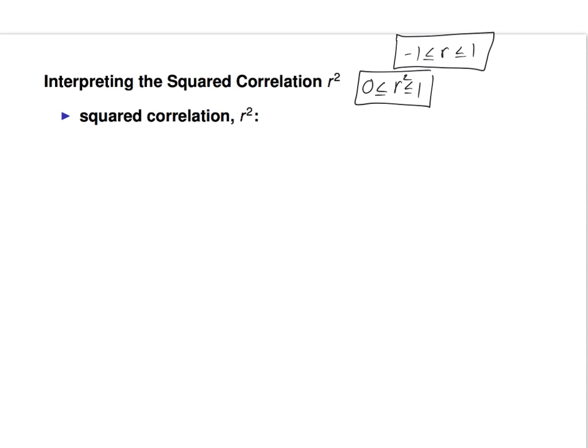Does that make sense? Okay. If R is between -1 and 1, and you take those values and square them all, the lowest thing you can get is 0. The highest thing you can get is +1. Okay?